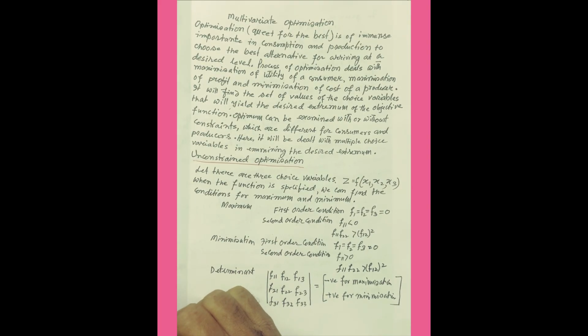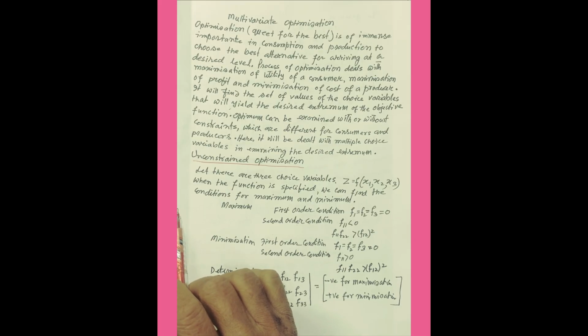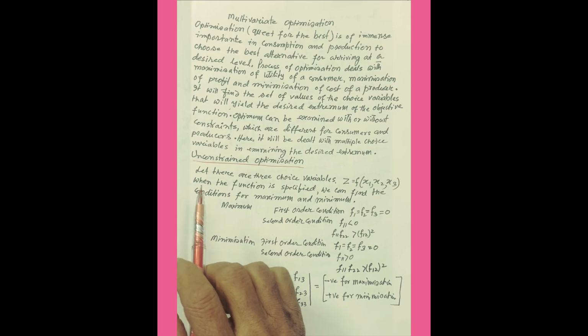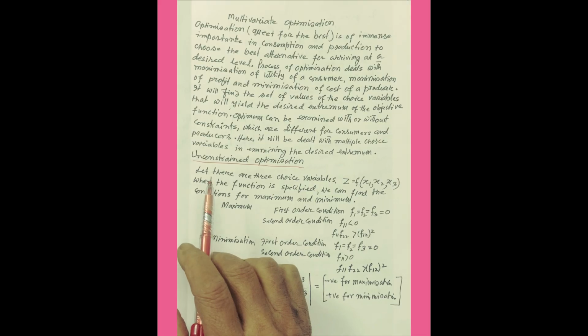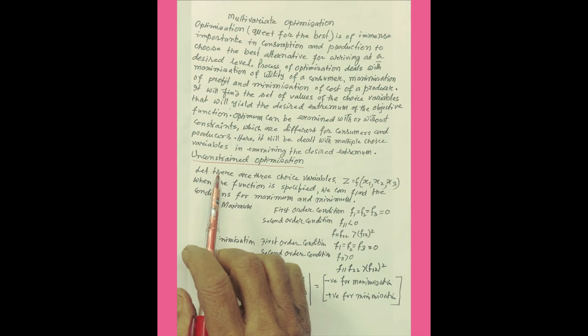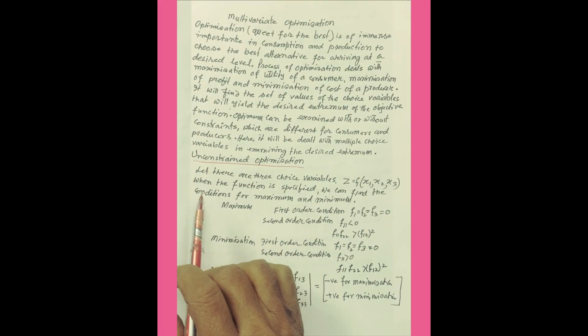So the optimum level can be examined with or without constraints. So we know that in production as well as in consumption there are constraints. In consumption there will be constraints of income. So also in production there will be constraints of cost. So under such constraints, how to find out the optimum levels?